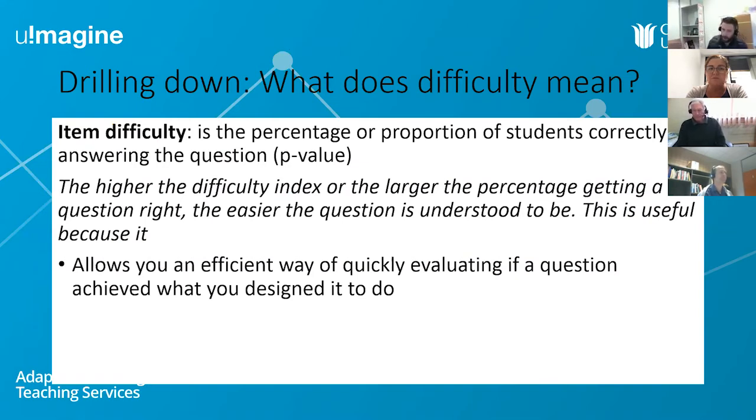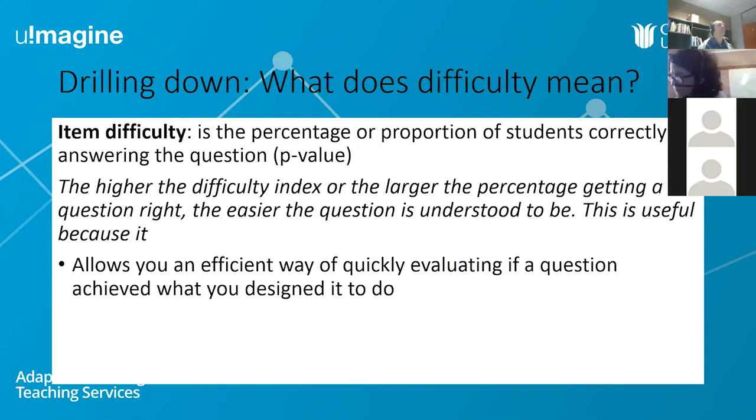So item difficulty is another key measure, which essentially tells you how many students have found a question easy or difficult. And really, it allows you an efficient way of quickly evaluating if a question achieved what you designed it to do. I want to link back to the point that I made earlier on in the presentation about sometimes tests are actually designed as that early low stakes, get students in, get them into an assessment frame of mind, get them focused on what they need to do to pass the subject.